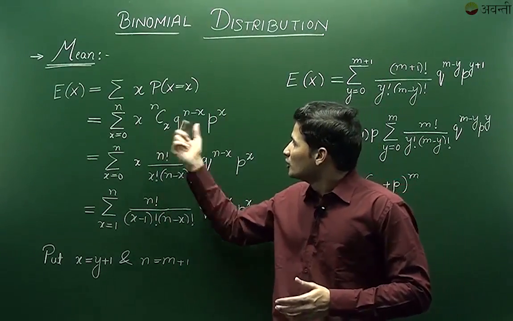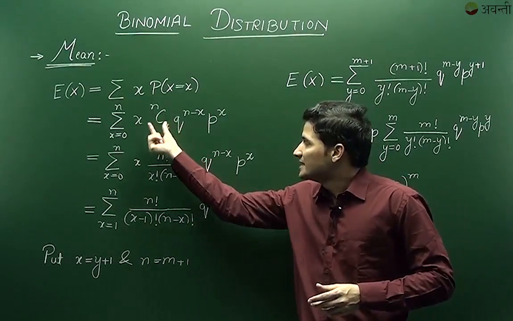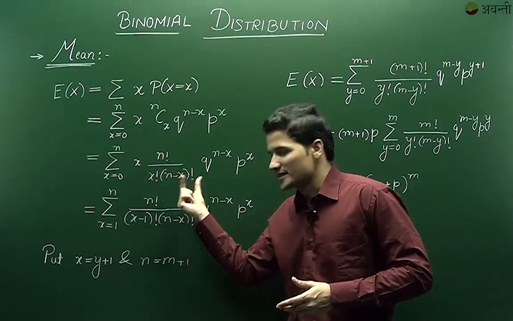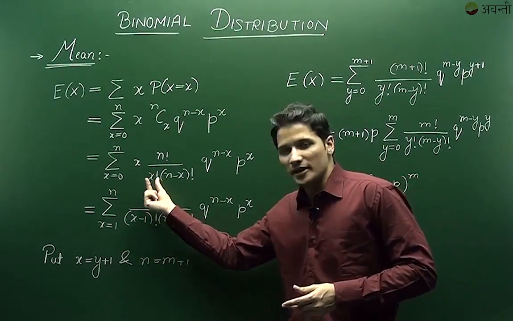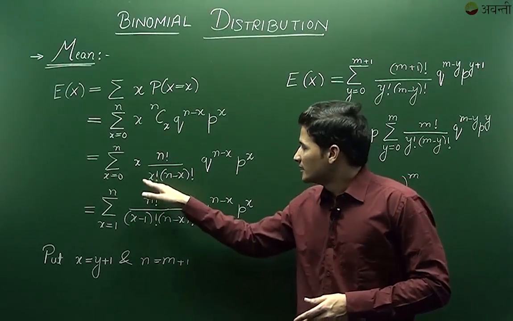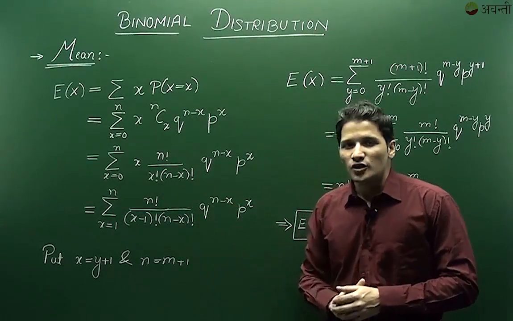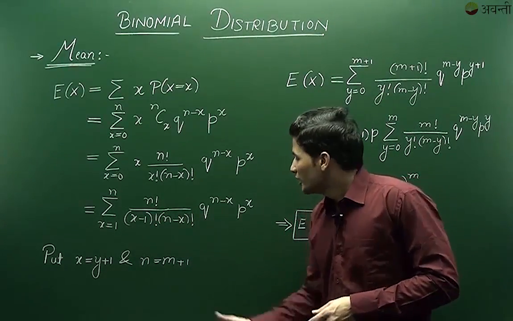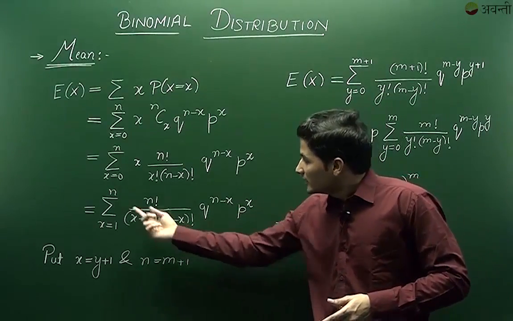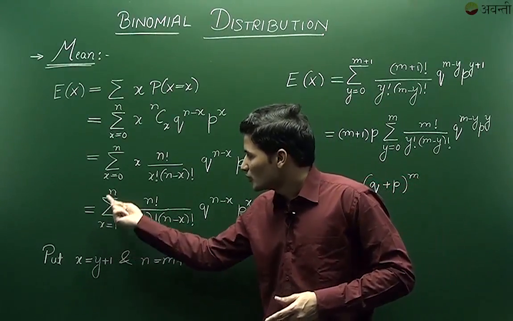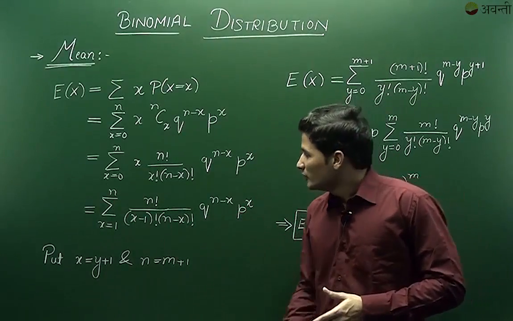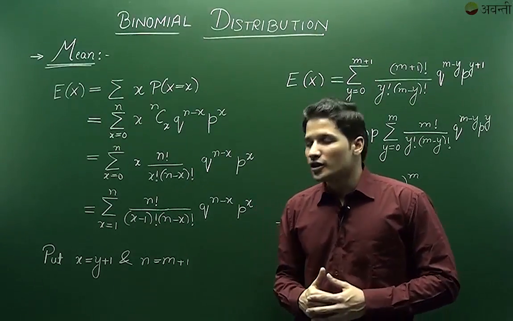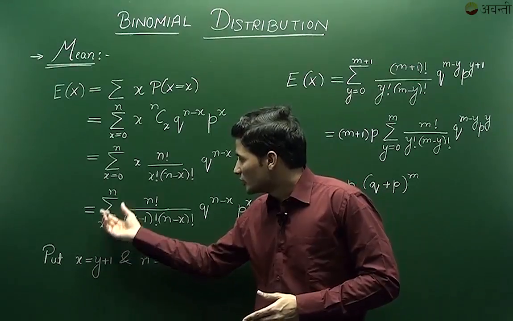So to further solve this, we'll write this nCx in the form of factorial notation. So it becomes n factorial upon x factorial into n minus x factorial, and this x factorial can be written as x into (x minus 1) factorial, and this x will get cancelled with this x. So finally this becomes n factorial upon (x minus 1) factorial into (n minus x) factorial into q raised to power n minus x and p raised to power x, and in this case the summation will be varying from x equals 1 to n. Why has this happened? Because if you put x equal to 0 in this case, this becomes (0 minus 1) factorial, which is not defined. So that's why x will be varying from 1 to n.